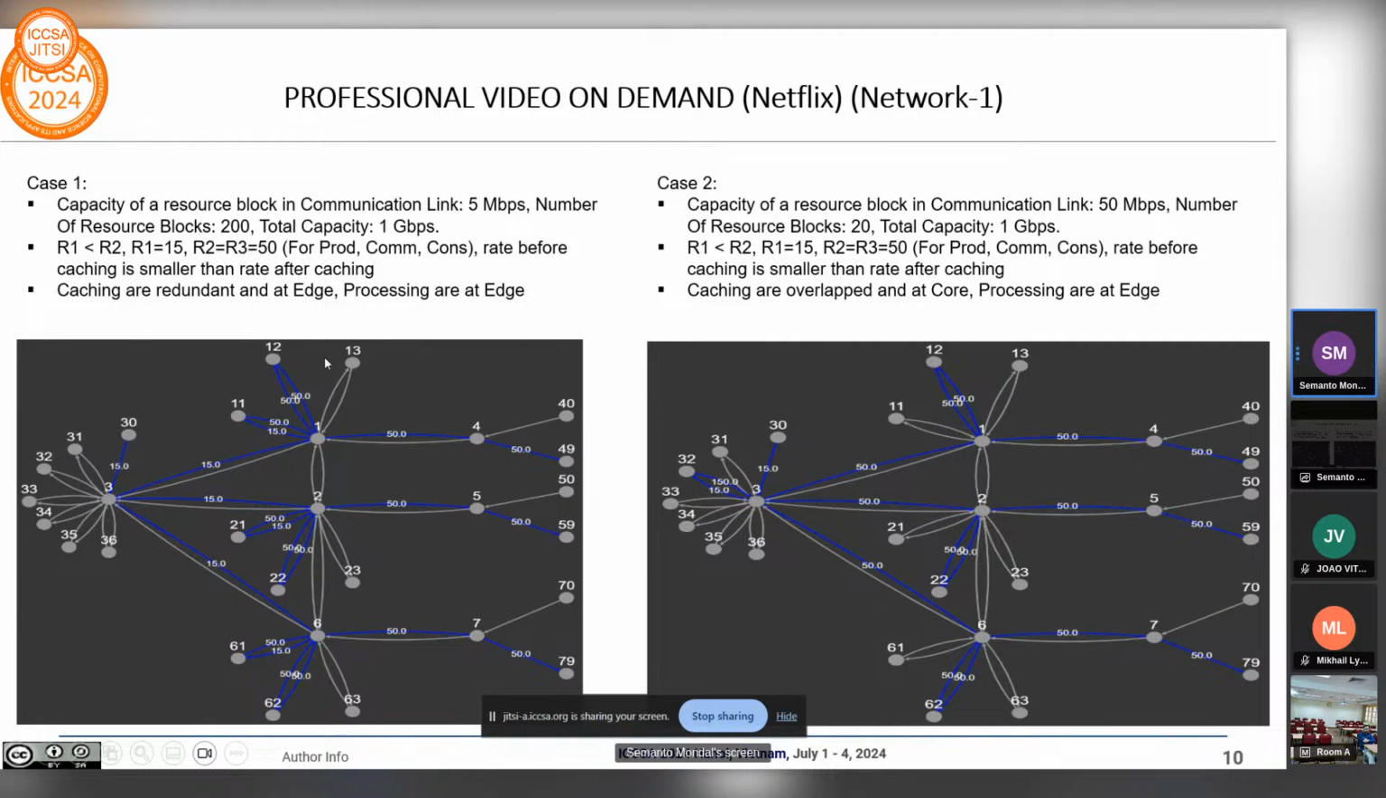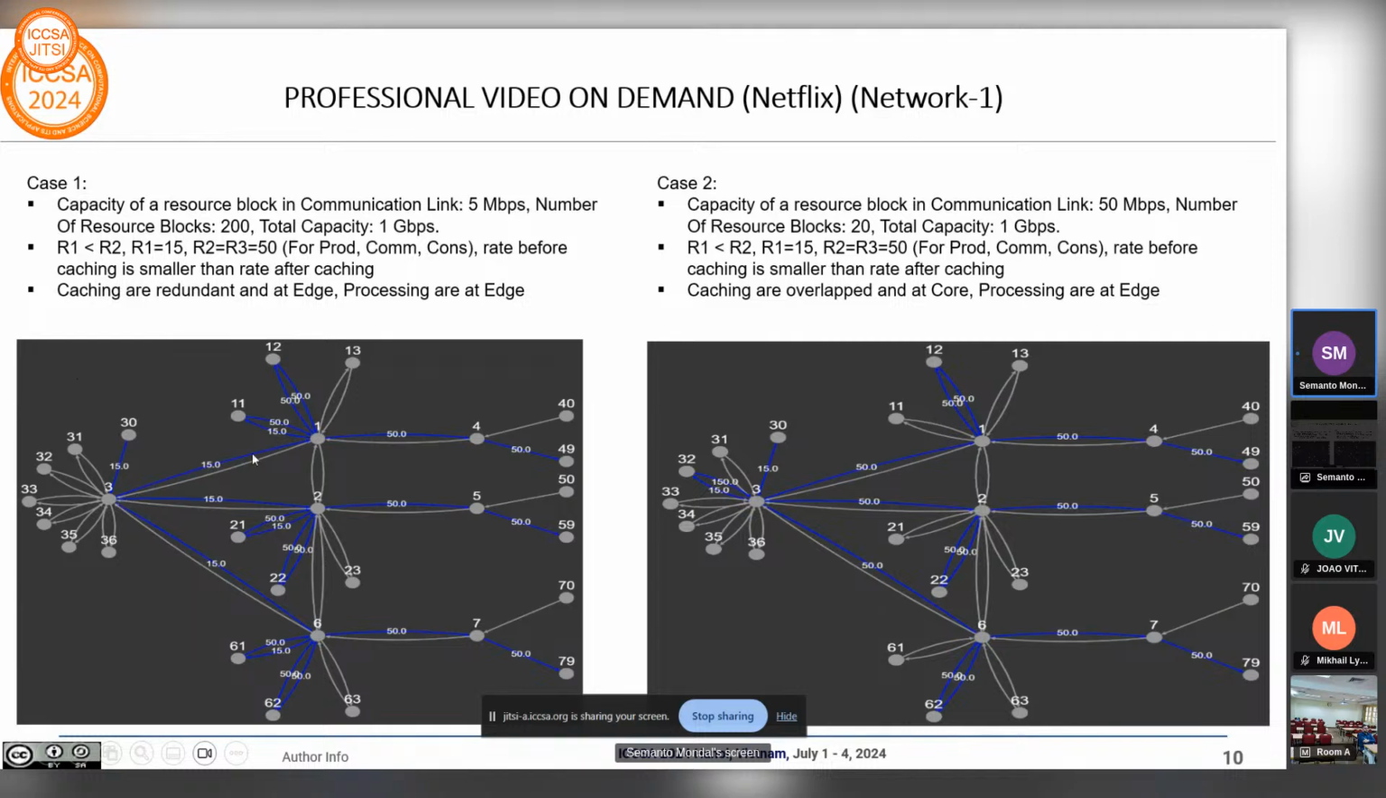That is Netflix. Here there are two different cases. Here there are the communication link and the computation link. The communication link capacity is 5 Mbps, and the total number of resource blocks here is 200, so the actual capacity of this communication link is 1 Gbps. Here the rate before the caching is smaller than the rate after caching. As the capacity is 5 Mbps, the caching is happening at the edge, because we don't have enough capacity to do the caching at the core.